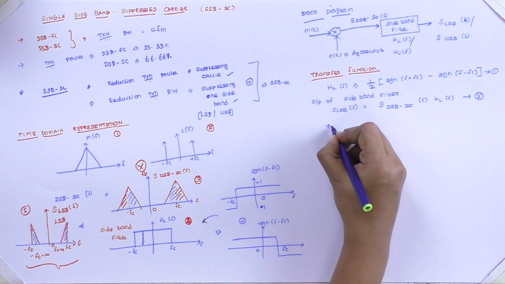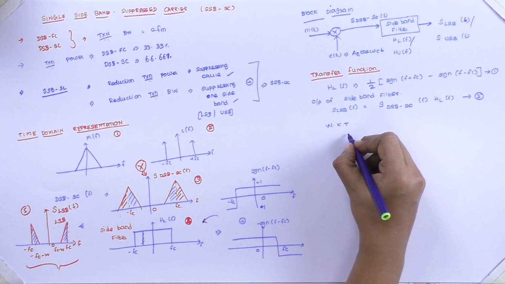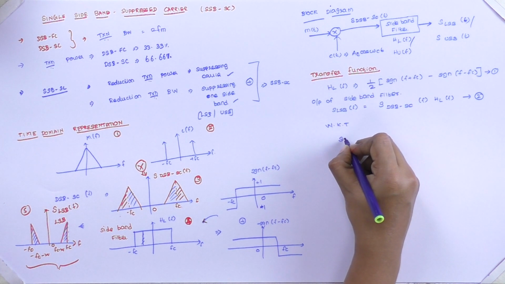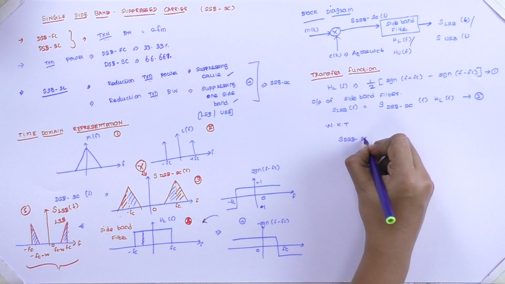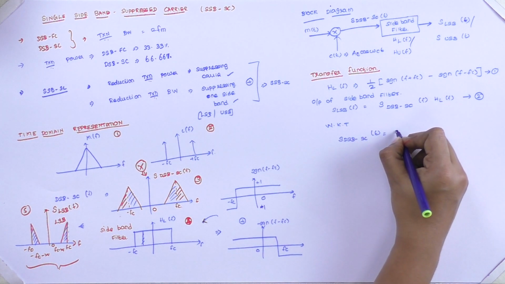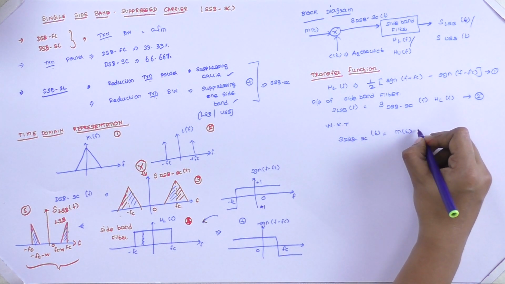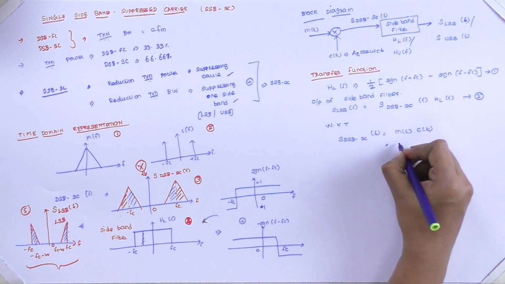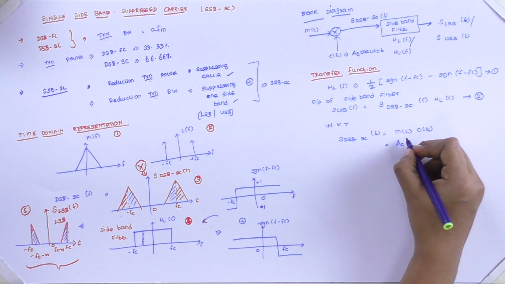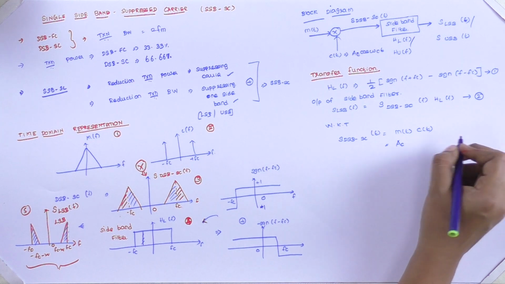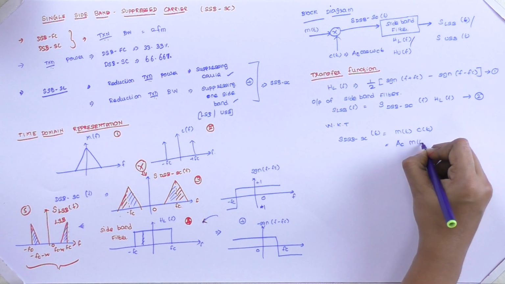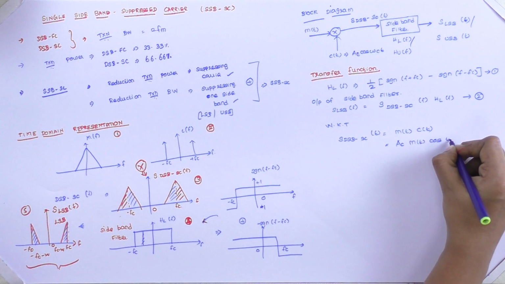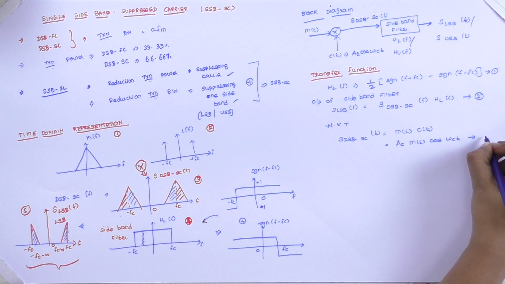We know that our double sideband suppressed carrier is nothing but the multiplication, the output of the product modulator. So m of t into c of t. m of t is Am cos omega mt, and c of t is Ac cos omega ct. We are taking this as equation number 3.